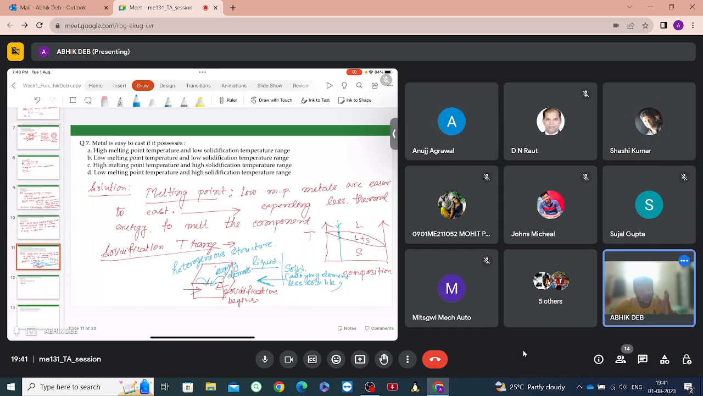Yes. So now can you understand that with a high solidification temperature range, will it be problematic or beneficial to our cause? It will not be beneficial. Yes, a higher solidification temperature range is not beneficial, so we need a low solidification temperature range. I hope it is clear.